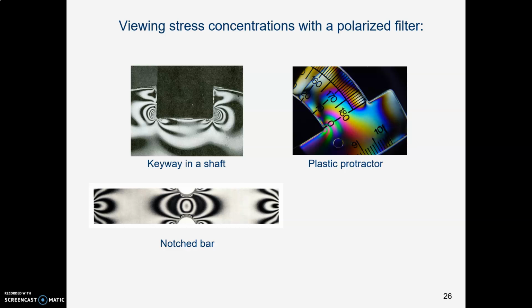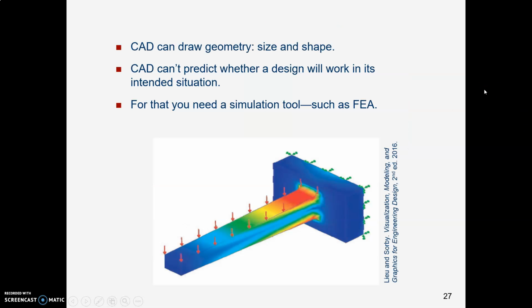Last thing I want to mention is about a thing called FEA, or finite element analysis. First of all, before going there, we can view stress concentrations in a piece of material using a polarized filter. They're not cheap, but we can look at them in a lab and actually see these lines of stress concentration. Here's a plastic protractor like you'd use in school, and you can see the lines of stress accumulating around the sharp corner.